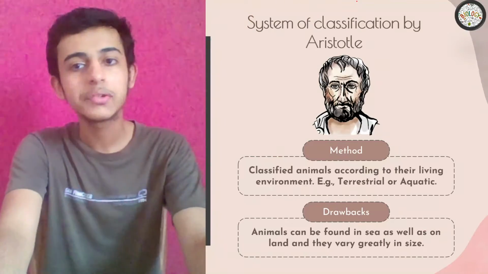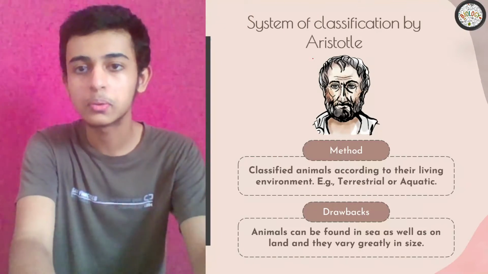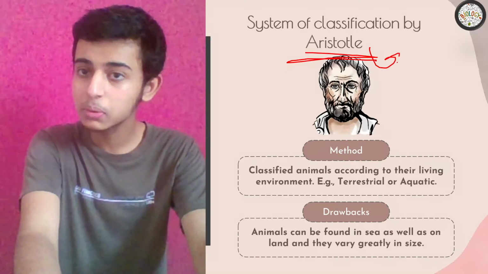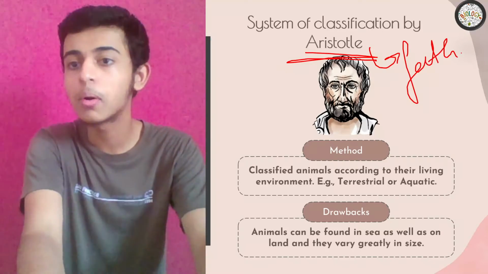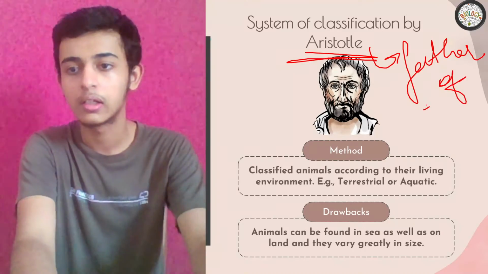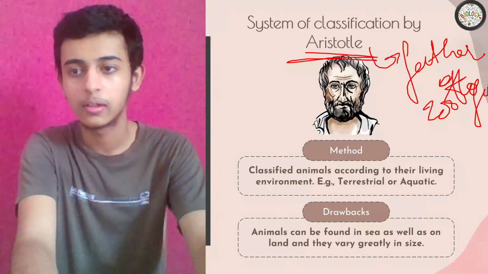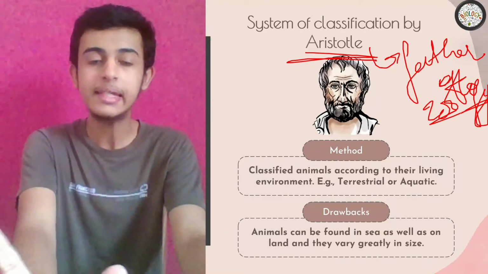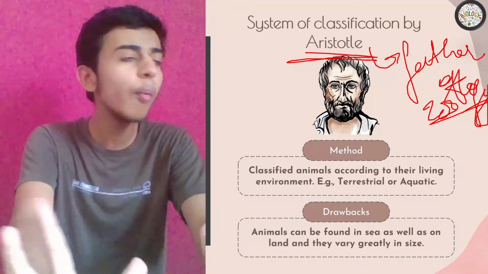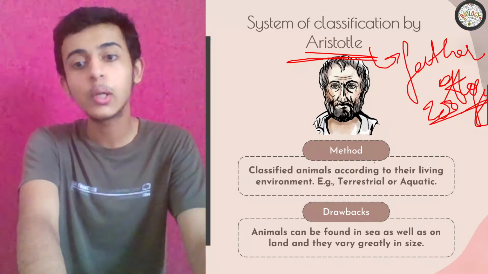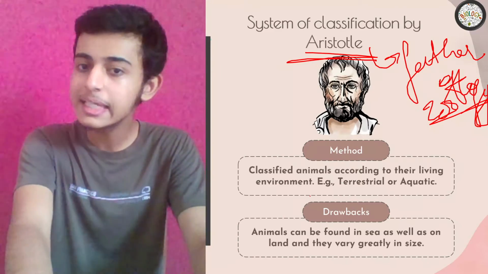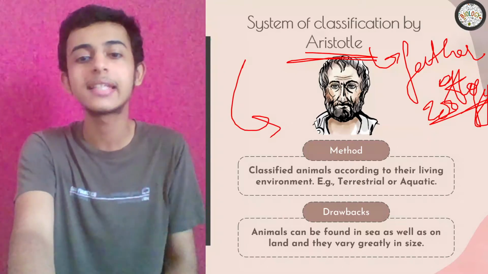Great. Now, system of classification by Aristotle. You people know about Aristotle. He is the father of zoology, the father, because he contributed so much in this field. I cannot explain it all to you. So, what was his system? What was his method? Let's understand that.